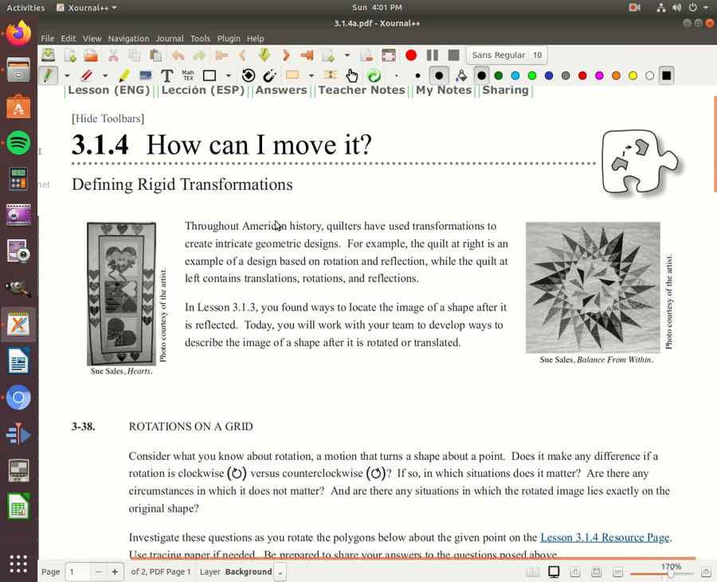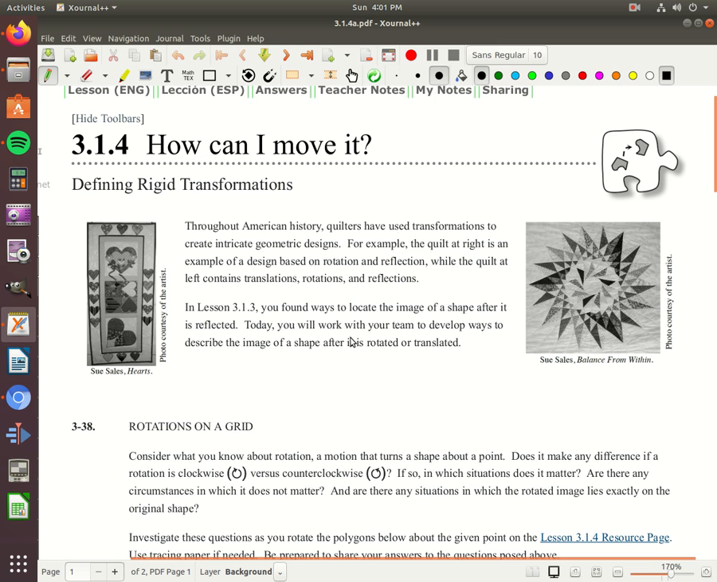Rigid transformations, just a little more practice, especially on rotations, which I think students can often use. Throughout American history, quilters have used transformations to create intricate geometric designs. For example, the quilt on the right is an example of a design based on rotation and reflection, while the quilt on the left contains translations, rotations, and reflections.